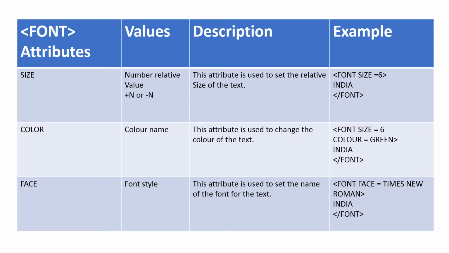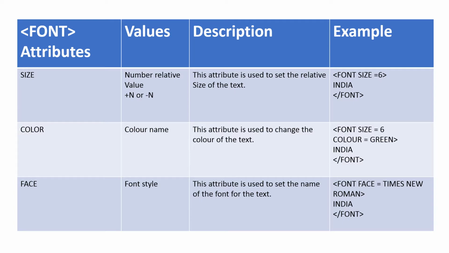Now next is face. Now face, this attribute is used to set the name of the font for the text. Means you can change the style of the font according to your requirements. Fine. Now for example, you want to set the font face is equal to Times New Roman. You have to mention face is equal to Times New Roman inside the font tag and then you have to write the text and then you have to close the font tag. Fine, these are the 3 attributes of the font tag.